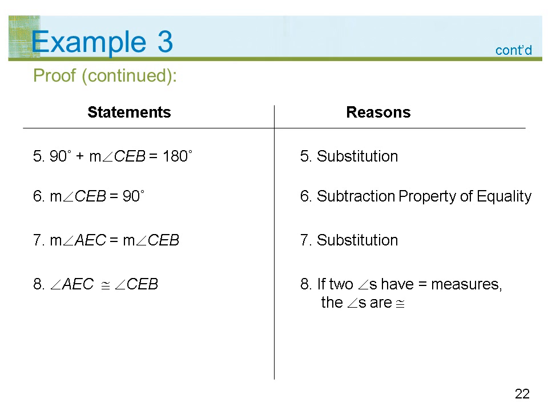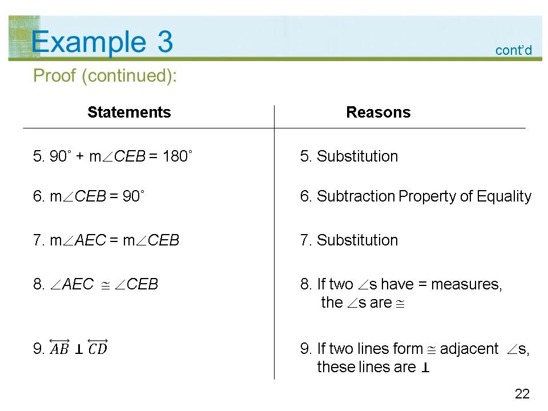Number 8. Angle AEC is congruent to angle CEB. Reason: If two angles have equal measures, the angles are congruent. Number 9. Line AB is perpendicular to line CD. Reason: If two lines form congruent adjacent angles, these lines are perpendicular.